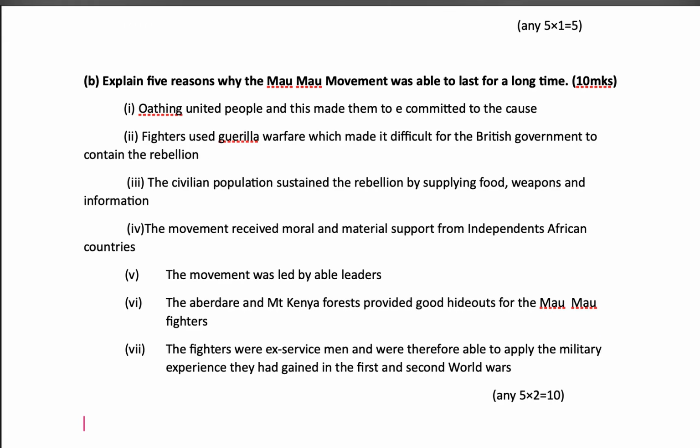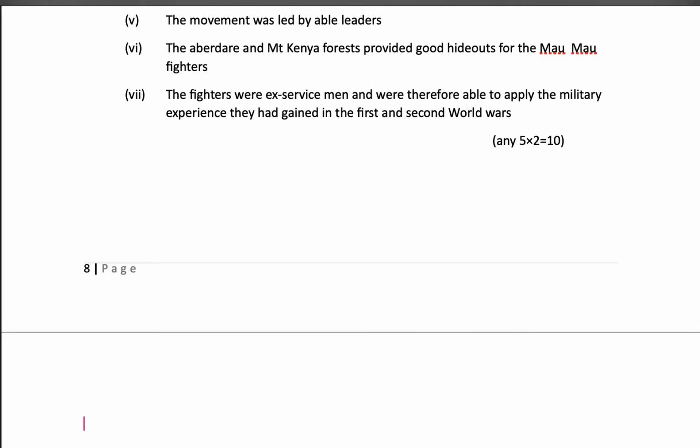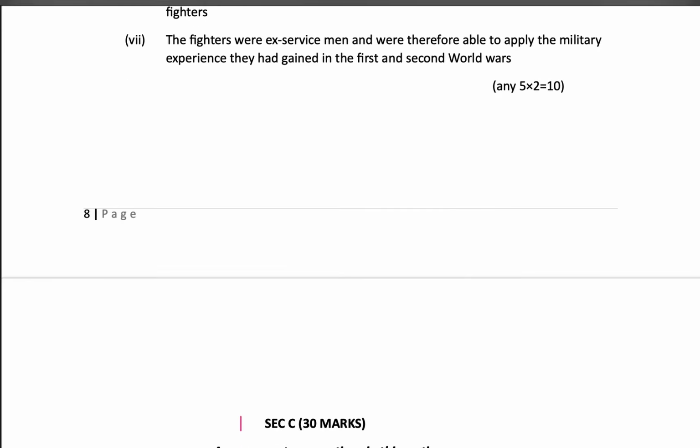7. The fighters were ex-servicemen and were therefore able to apply the military experience they gained in the First and Second World Wars.